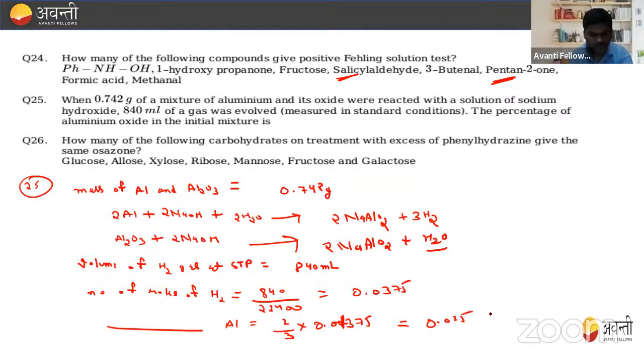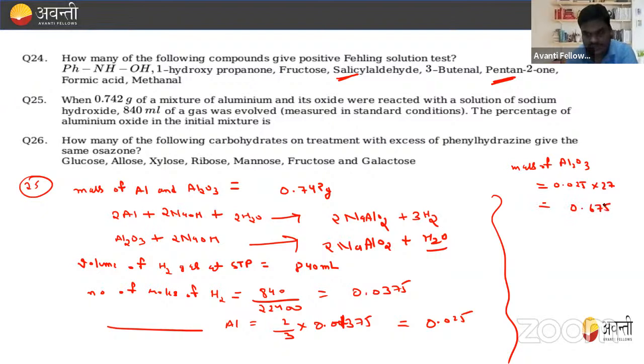Okay. So now what you need to calculate? You need to calculate the percentage of aluminum oxide in the initial mixture. So the percentage of aluminum oxide is, first step you have to calculate the mass of aluminum oxide. So mass of aluminum oxide is nothing but 0.025 into 27, or it comes out to be 0.675 gram.